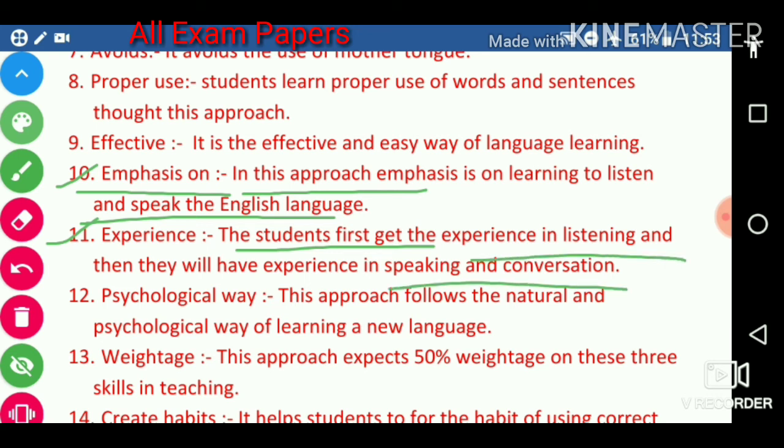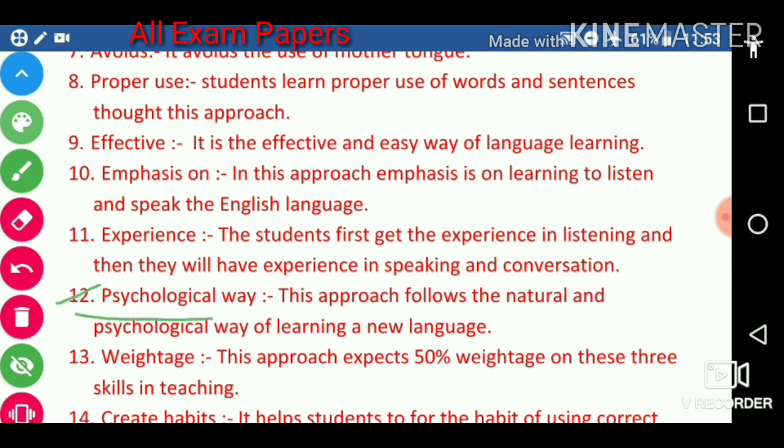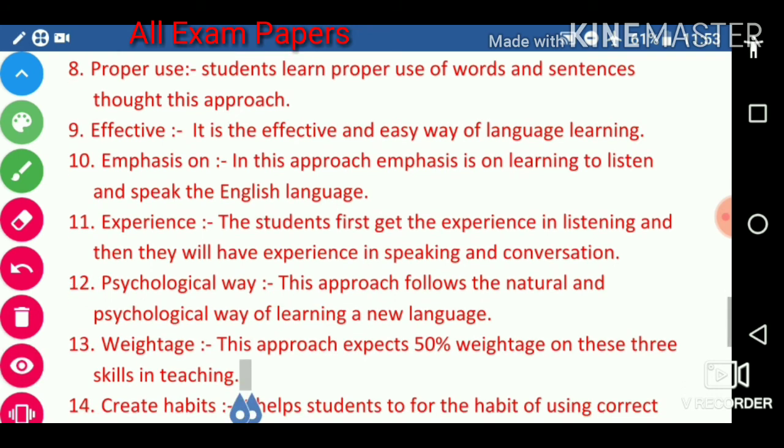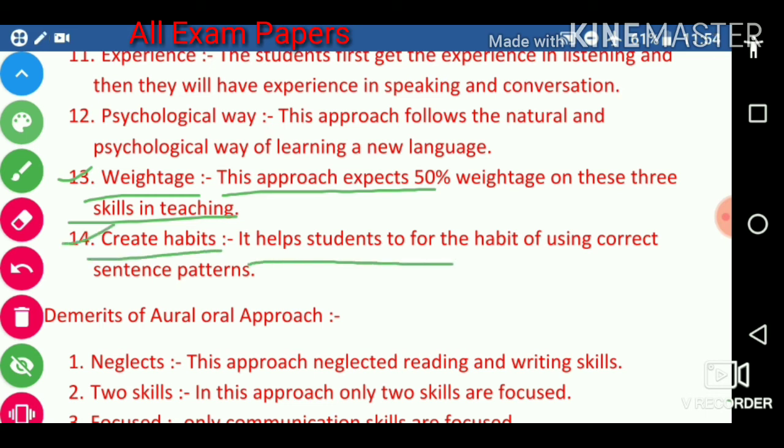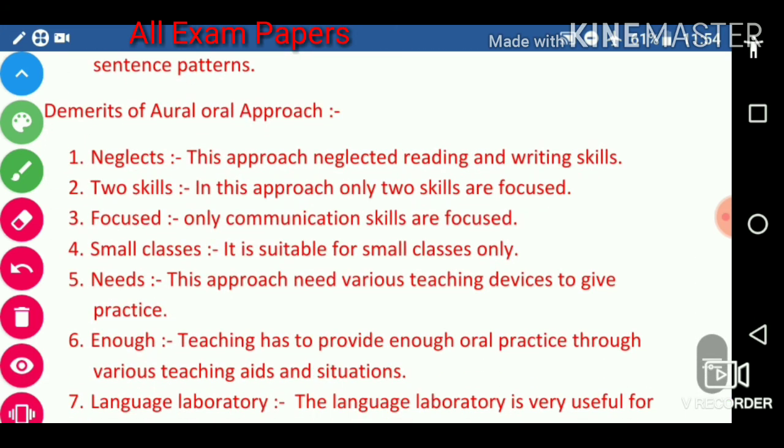Next is psychological way. This approach follows the natural and psychological way of learning a new language. Next is weightage. This approach expects 50% weightage on these three skills in teaching. Next is create habits. It helps students to form the habit of using correct sentence patterns. Next is demerits of oral approach.